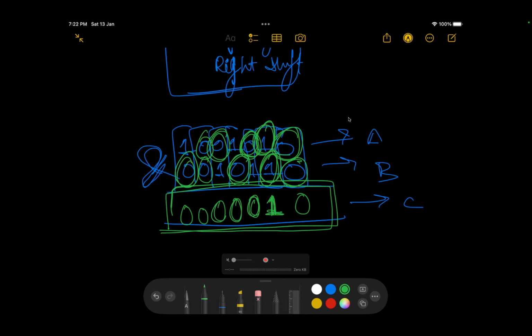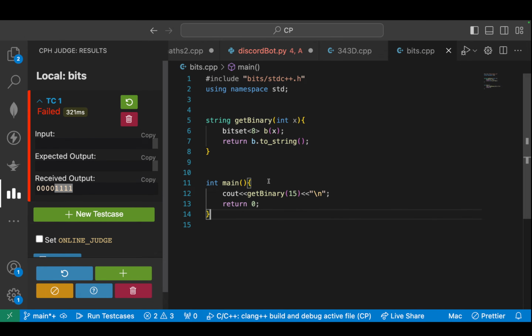Let's try to quickly understand this in the code itself. I'll just give you an example. Let's say 6 can be represented as 1 1 0. So this is basically 2 plus 4 is 6. Now let's take another number. How can we represent 12? So 12 can be represented as 1 1 0 0. So basically it is 8 plus 4 is 12.